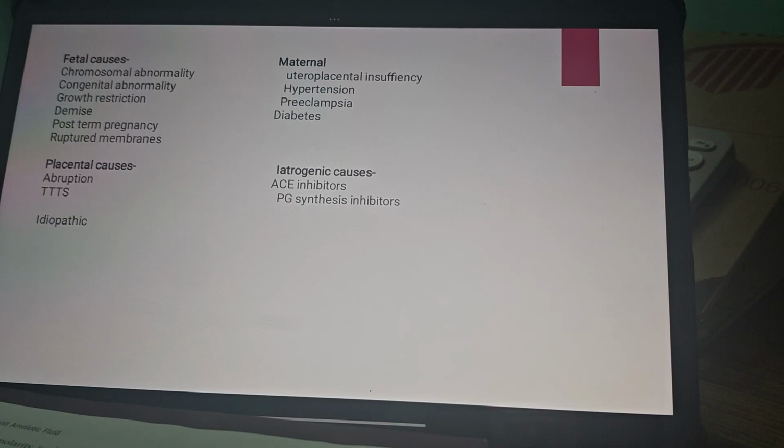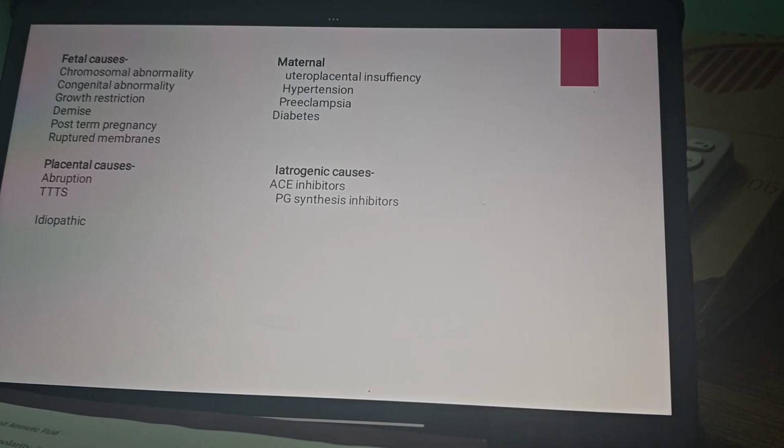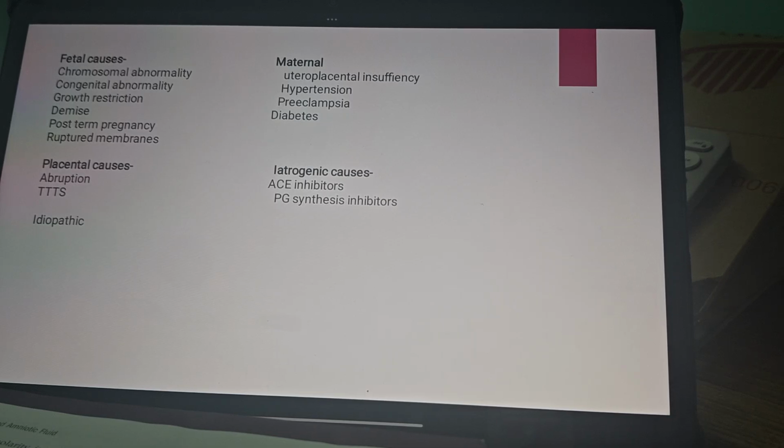Fetal causes: any cause which disrupts the intake of amniotic fluid causes oligohydramnios, like chromosomal abnormalities, congenital abnormalities, growth restricted babies where kidneys are not going to function properly and urine production is lesser, IUD or fetal demise, postterm pregnancy where liquor is inherently reduced, and ruptured membranes. Maternal causes include uteroplacental insufficiency, hypertension, preeclampsia, and diabetes.